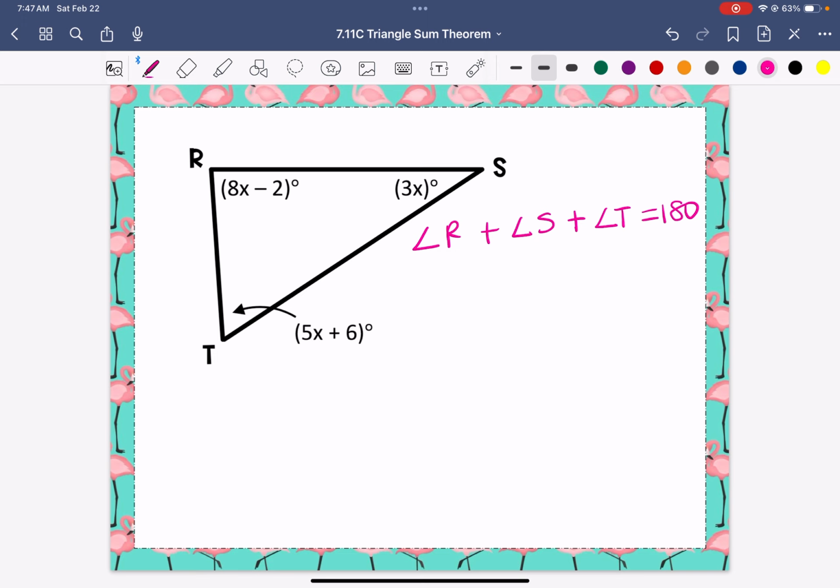Okay, so for angle R, I will substitute 8x take away 2. Angle S, I will substitute 3x. And angle T, I would substitute 5x plus 6, and this is equal to 180.